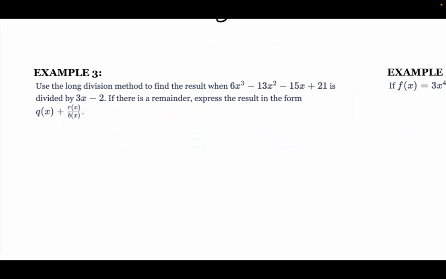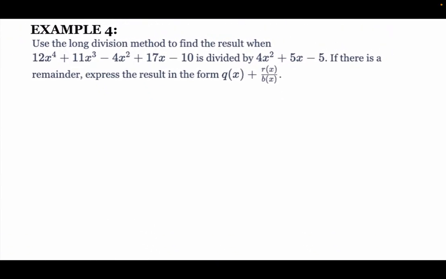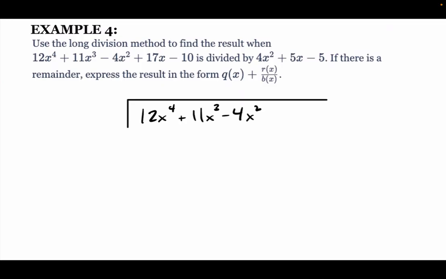Actually, you know what? Let's skip number 3 for right now. Let's go to number 4. If we come back, if we have time, we'll come back to number 3, but for number 4, I want to go do number 4 right now. Okay. Build the house. Says use long division. The first guy is 12x to the 4th plus x to the 3rd minus 4x squared plus 17x minus 10. And then on the outside is 4x squared plus 5x minus 5.